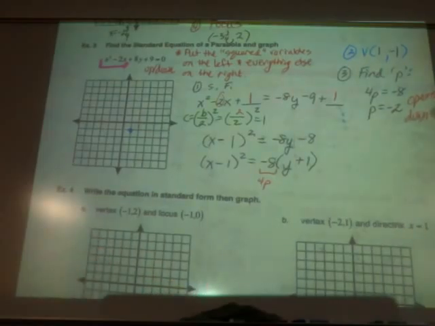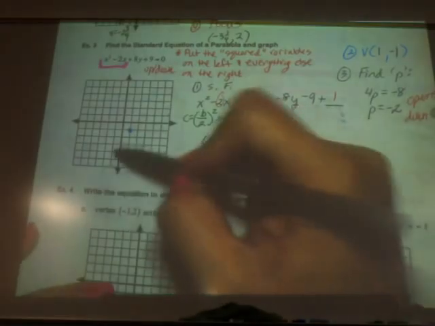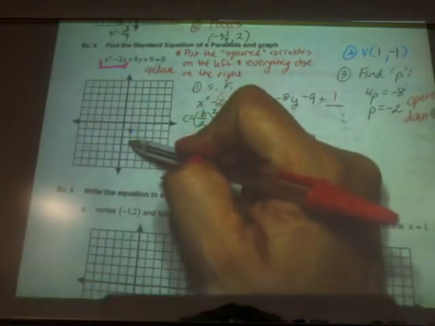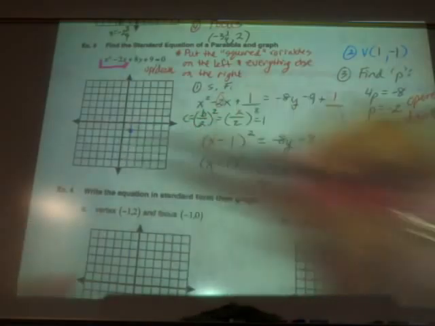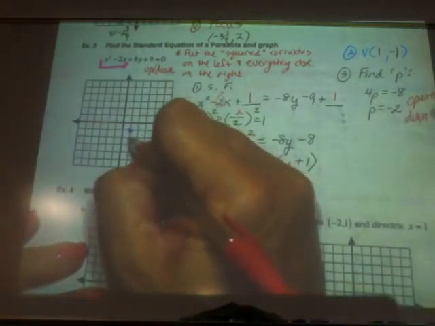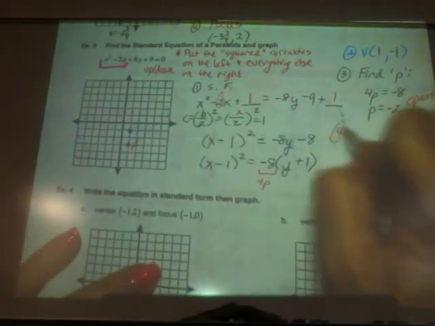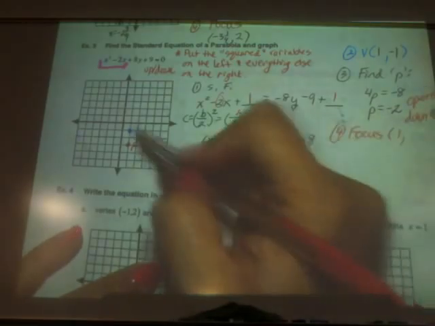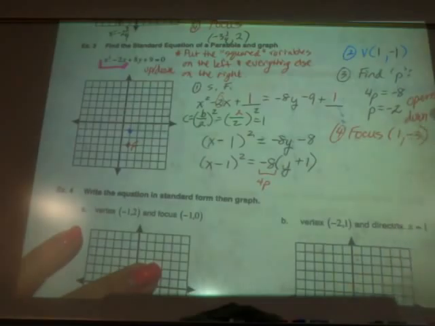Now P is huge, meaning it's important, not big. But I know where my vertex is, and if I know P, I immediately know where my directrix is and my focus, because I know that it opens down. So since it opens down, isn't my focus down below the vertex? How far down? 2. So count 1, 2. This is your focus. That's a nice happy ordered pair, isn't it? So your focus is what ordered pair? 1, negative 3. I didn't have to memorize a formula.